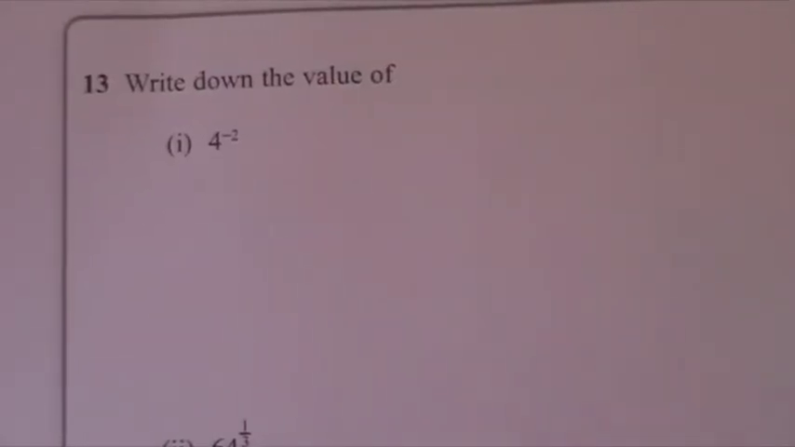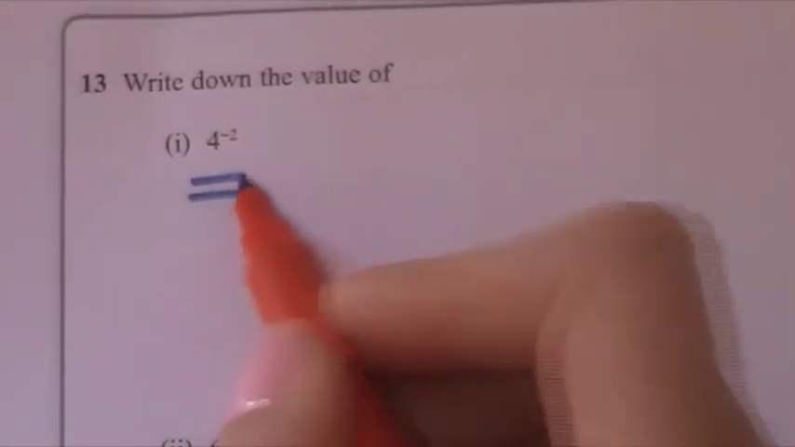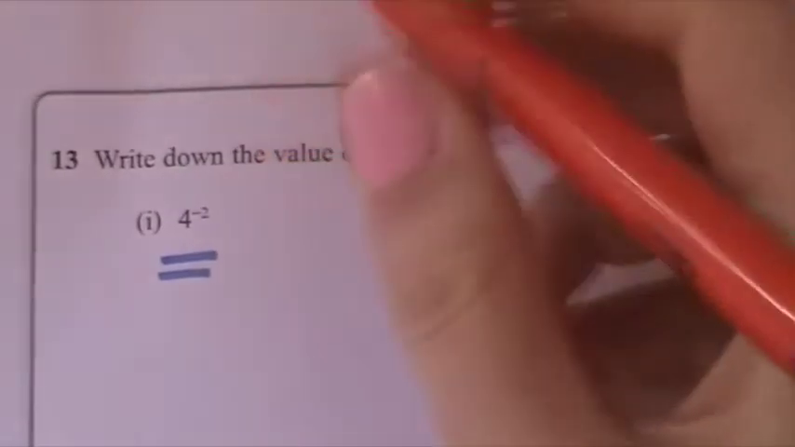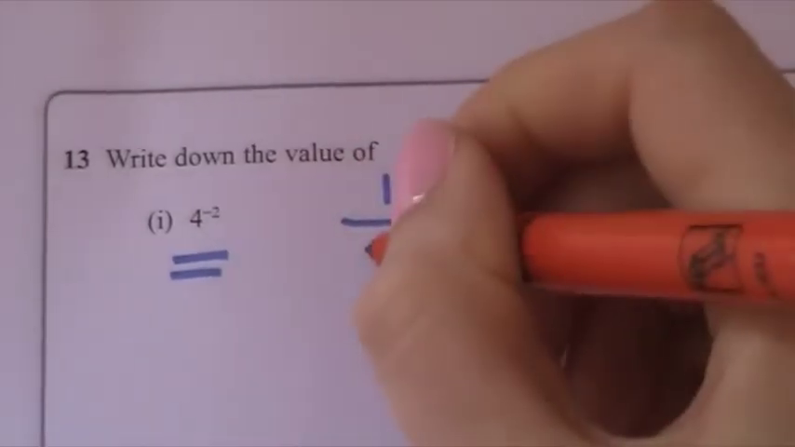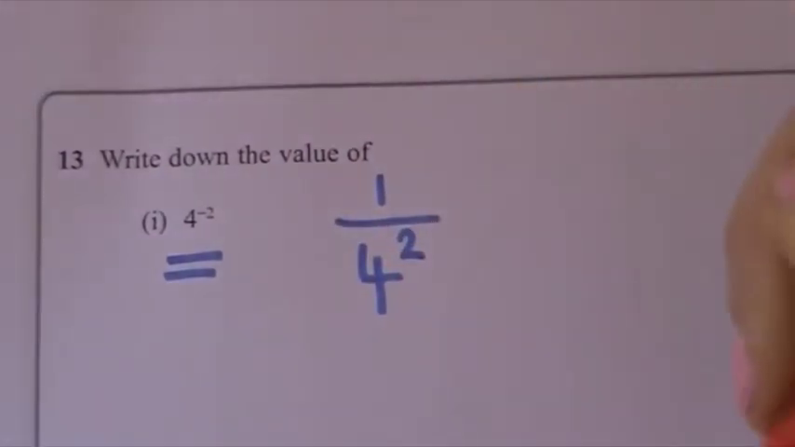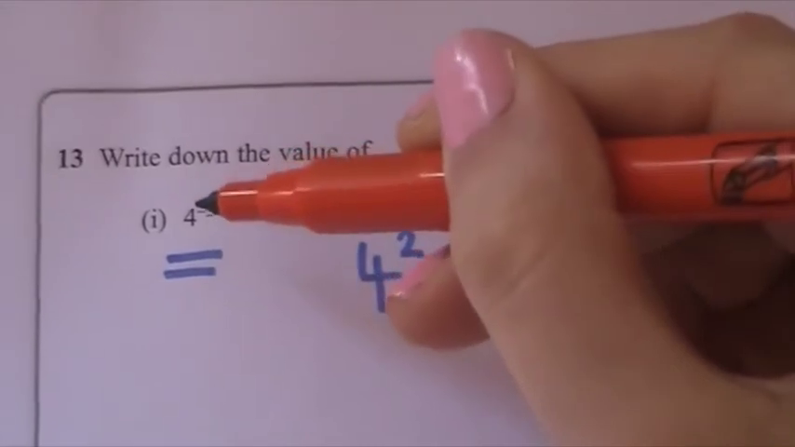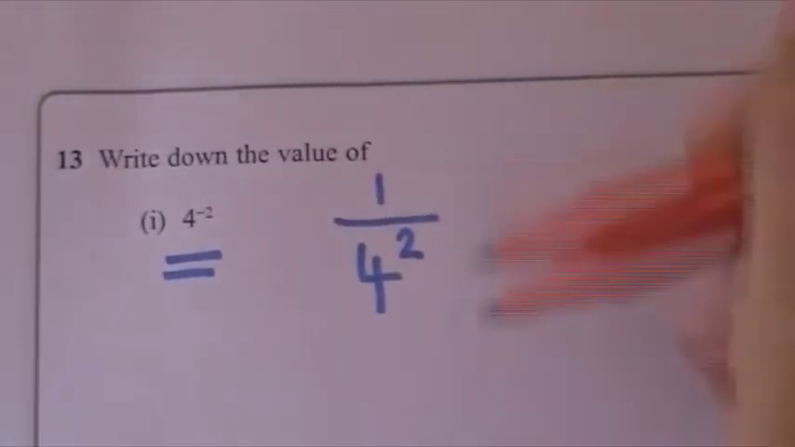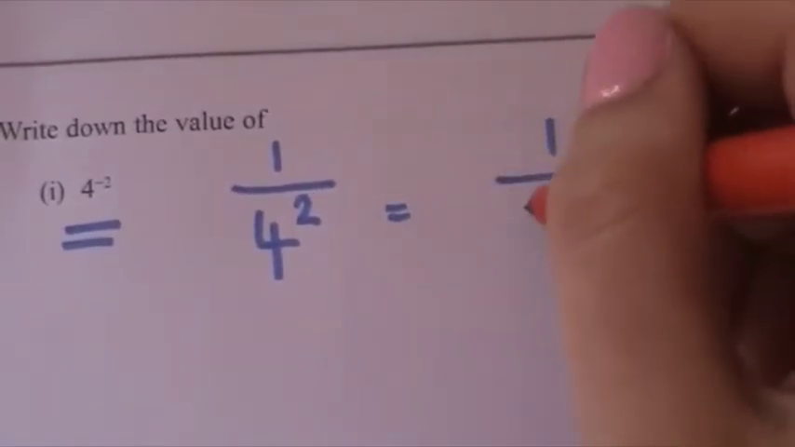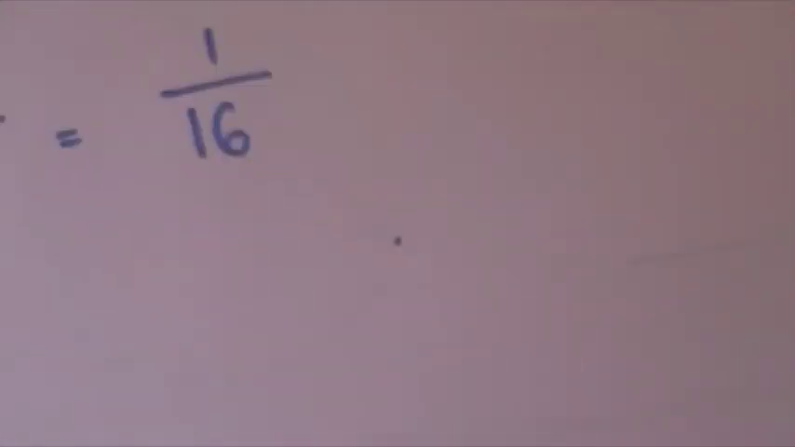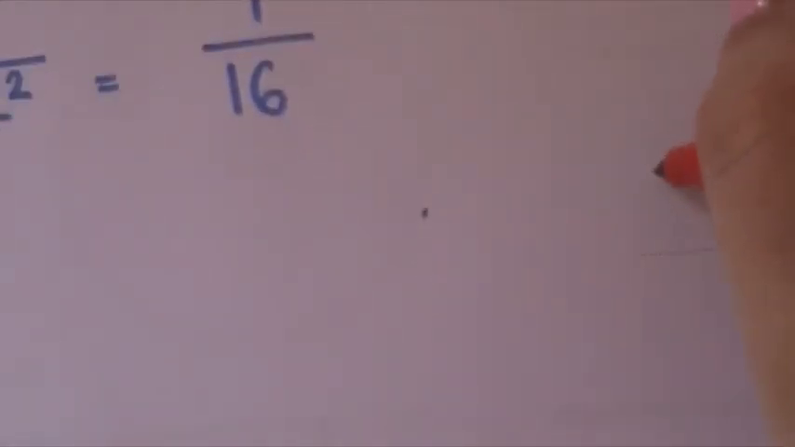Question 13, part I. Write down the value of 4 to the power minus 2. So we know that the negative indice makes this a fraction, so we've got 1 over, and then underneath we'll be placing the 4 squared. We still need our to the power 2, but we no longer have the negative, and we converted this into a fraction. So then we can work out 1 over 4 squared, which is 4 times 4, which is 16. So my answer on the line, 1/16.